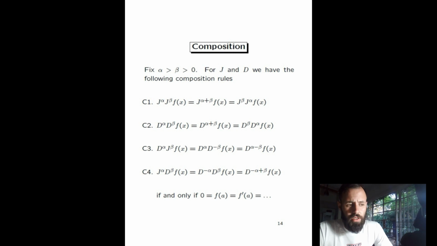So the C1 is the composition of integral to the order alpha and integral to the order beta. So what we're saying here is that we can combine their exponents and we can interchange the order and expect the same result. Okay, the same is true for the derivative operator applied to the derivative operator, and the same is true for the derivative first, as long as it is of greater order than the integral operator. And C4 is true only if the transient terms vanish, which means in this case, you can see, this resembles the semi-group property once again.